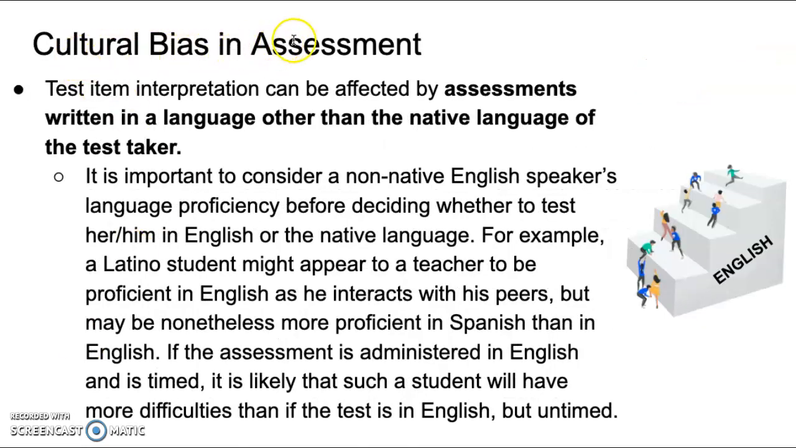Cultural bias in assessment is also manifested when the assessments are written in a language that's not the native language of the test taker. So we need to make sure we're considering a non-native English speaker's language proficiency. For example, Latino students might appear to be very proficient in English as they interact with their peers, but nonetheless be more proficient in Spanish than English when it comes to academic language. So if the assessment is administered in English and is timed, they're not only working to perform in the assessment, they're working to decipher the language as well, more so than if the test is in English and untimed.